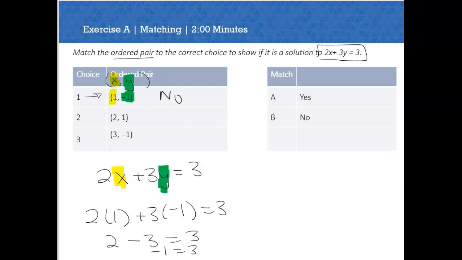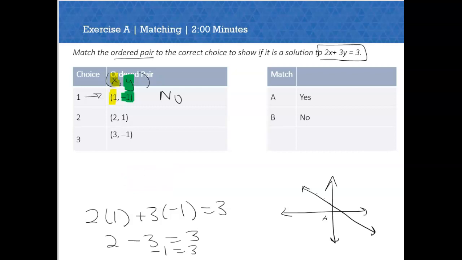What this means is the ordered pair (1, -1) would not be on this line. So we have a line, we look for (1, -1), which would be right here. We see that this is not on this line. So we're just trying to find if these specific ordered pairs would be on this line. I just drew this line, so we'll see.